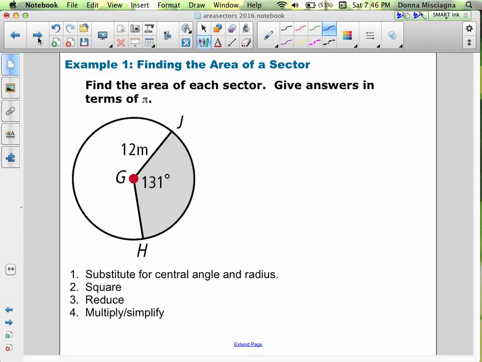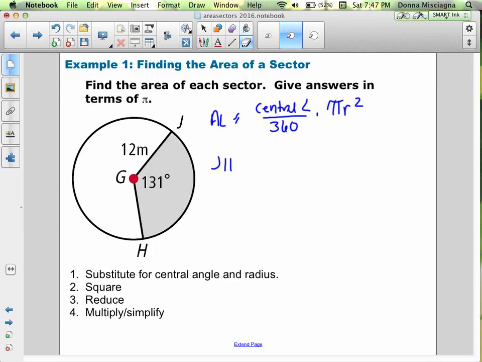First of all, we'll take our formula, and you'll have to write this down. Arc length, the general formula. Arc length equals central angle over 360 times pi r squared. All right, so we're finding the length of JH. Excuse me. Oh, we're not finding the length of JH, and we're not finding arc length. Oh my gosh. Sector area. After doing two videos on arc length, although I wrote the right formula, I had arc length in my head. All right, so we are finding the area of sector JGH.